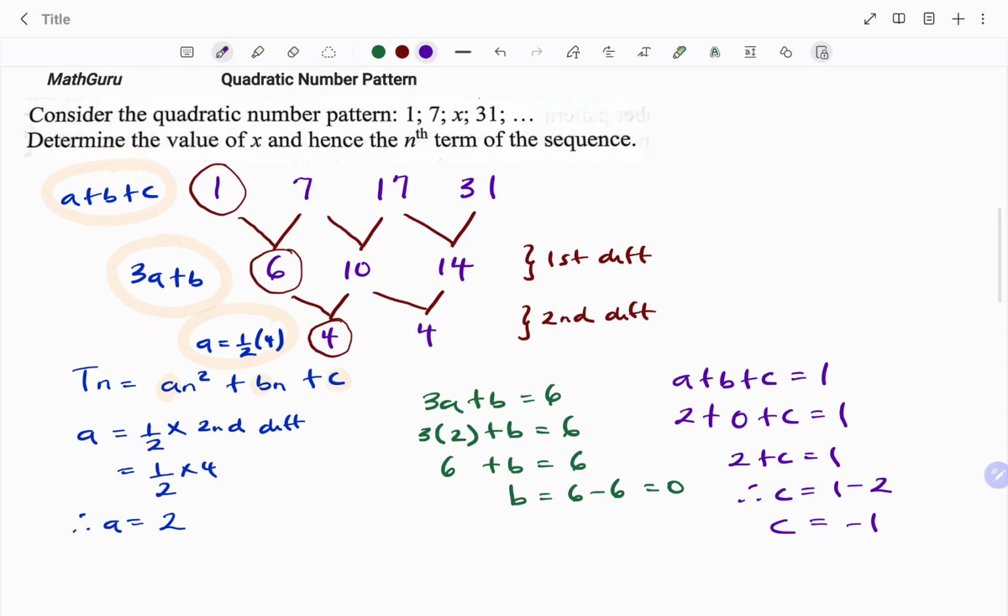So therefore, our nth term for this sequence will be Tn equals A, which is 2, so I replace that by 2n squared. I have B to be 0, so that's going to give me 0. Then I have C, negative 1. So 2n squared minus 1. So that will be the equation for the nth term of the series. Let's look at the second example.